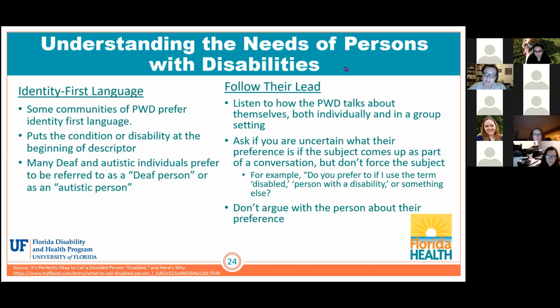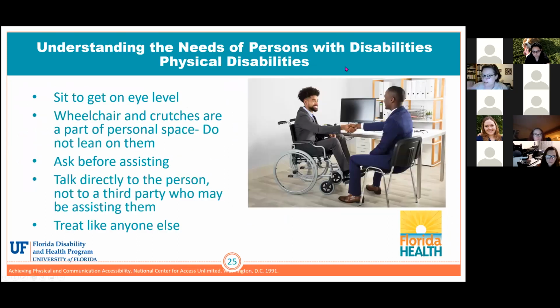So now we're going to talk about some individual communication tips based on the different types of disabilities. For individuals in a wheelchair, you want to sit to get on eye level. This is really important. We don't often think about it, but when you remain standing when someone else is sitting, that introduces yet another subtle power dynamic where there's already a power dynamic going on, where you as a provider have more specialized information and you have access to the things people need. So we really want to avoid that when possible.